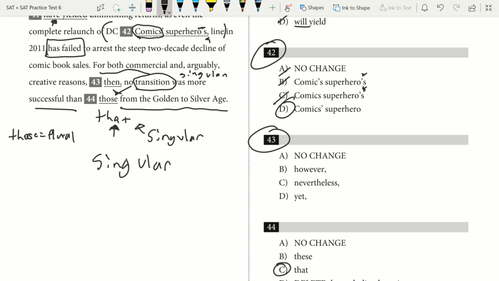We still have 43. So what we know is after reading both those pieces of this sentence, we see that for both commercial and arguably creative reasons, we're providing our reasons for our conclusion, which is that no transition was more successful than that from the Golden to Silver Age. So what we're doing is we're transitioning from our reasons to our conclusions, which means that then is a great transition to use, right? We're not going to use however because we're not contrasting. We're not going to use yet, and we're not going to use nevertheless. We're going to use then because it's showing the relationship, right? Because of these reasons, then it can be concluded that there's been no transition more successful than that from the Golden to Silver Age.